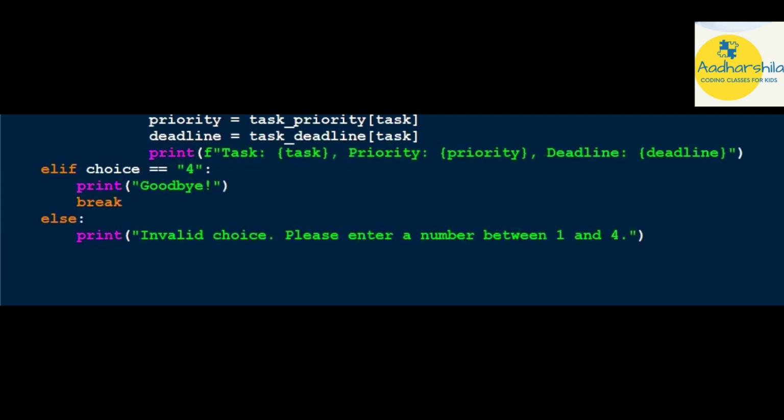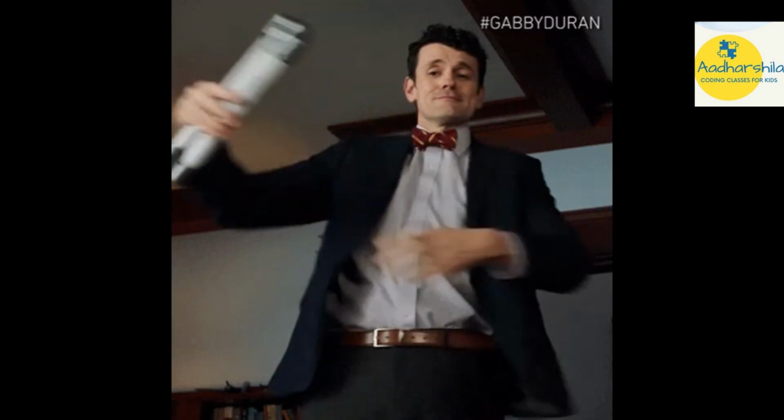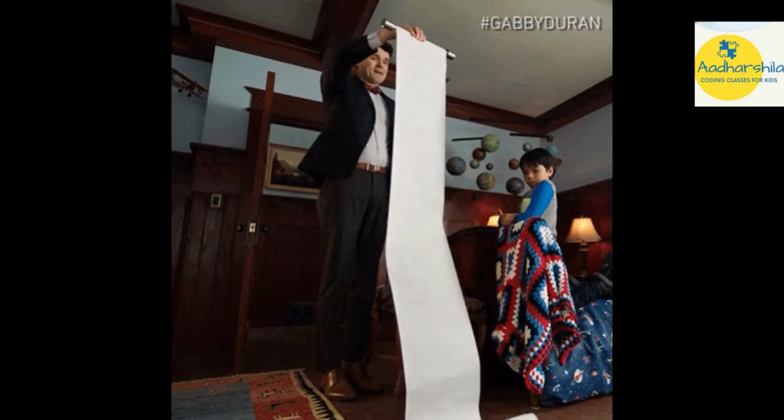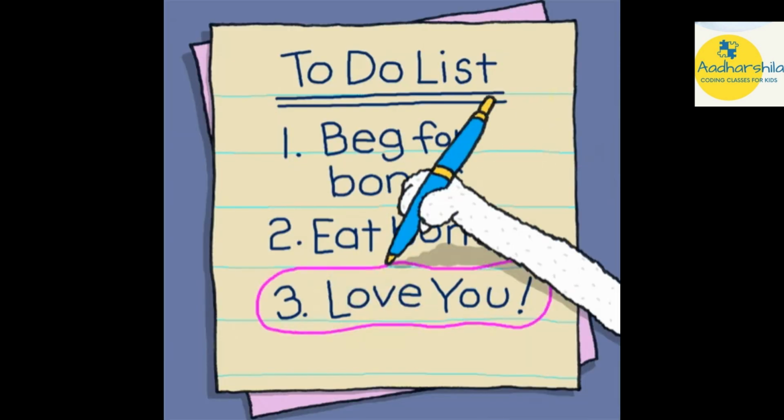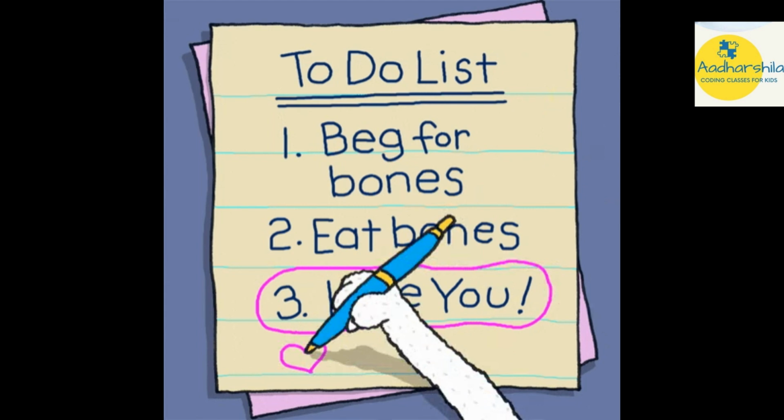And that's it. We have built a simple to-do list application in Python that lets you add, view, and remove tasks with priority and deadline. Let's see it in action.